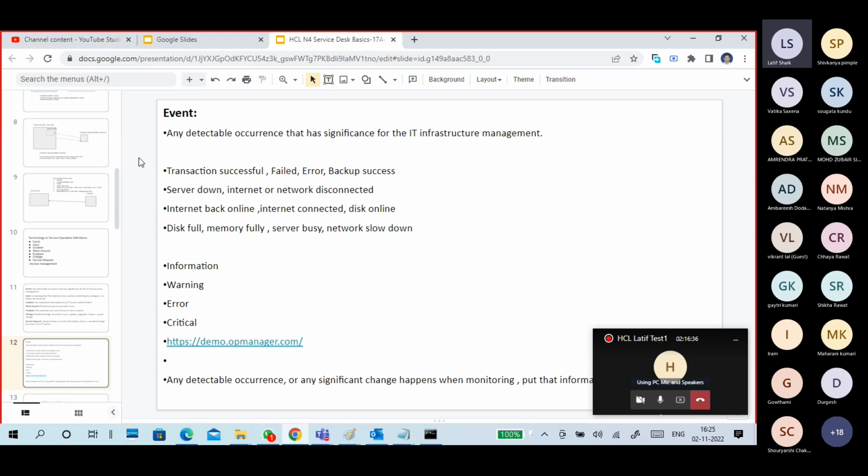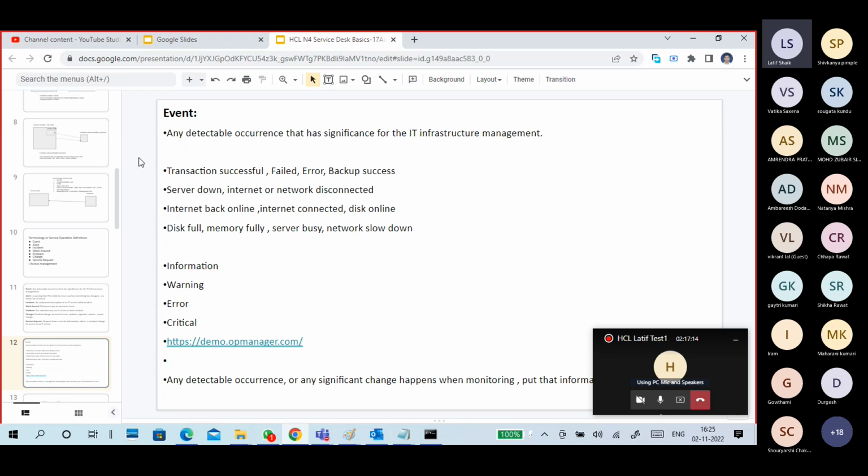So any detectable occurrence that's significant; it must be significant. Okay, I'm sitting in my room. That's not an event, because there is no significance to it. Working on a new project, maybe that is an event. Don't worry about that one. Simply, it may be that changes occur: a position is changed, a status is changed. That also comes under event, either good or bad.